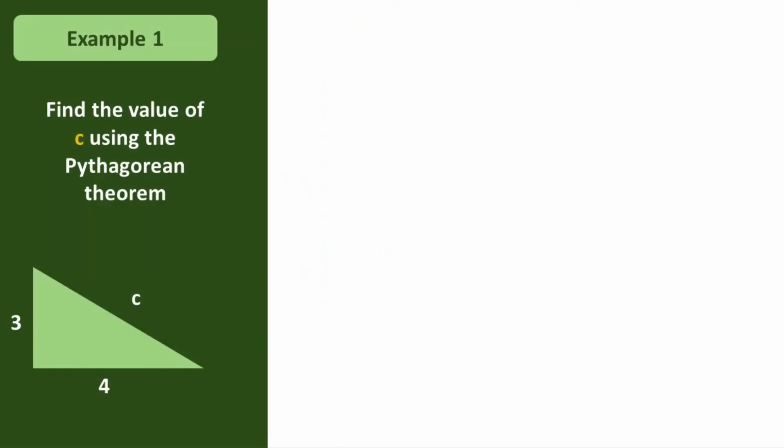Example 1. Find the value of C using the Pythagorean theorem. Here we're given the lengths of the 2 shorter sides. Let's plug what we have into the formula. A is 3 and B is 4. 3 squared is 3 times 3, which is 9, and 4 squared is 4 times 4, which is 16. Add them up. 16 plus 9 is 25. Now we're left with C squared equals 25.